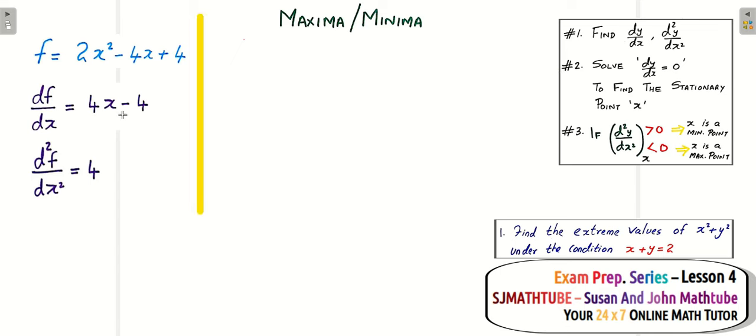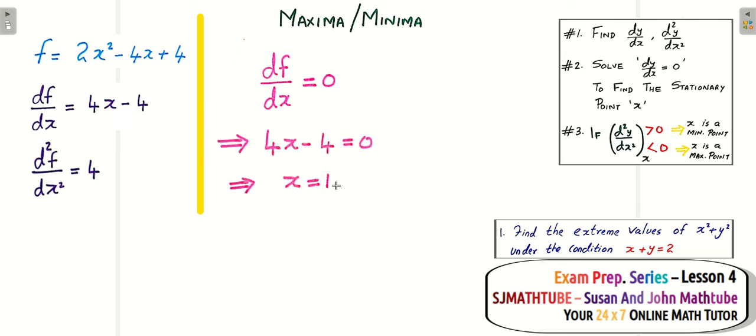So we are going to solve a very simple equation here. Let's set df by dx equal to 0, and that gives me x is equal to 1. So that is a stationary point. Now look at this. This point can correspond to maximum or minimum. Till now we don't know whether it corresponds to maximum or minimum, but we know for sure this will correspond to either maximum or minimum.